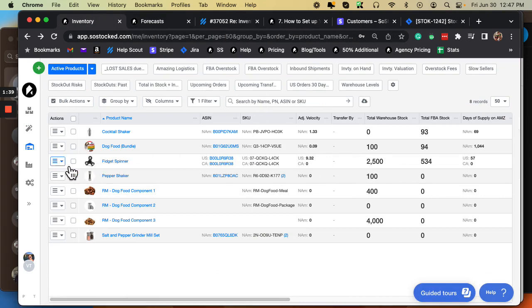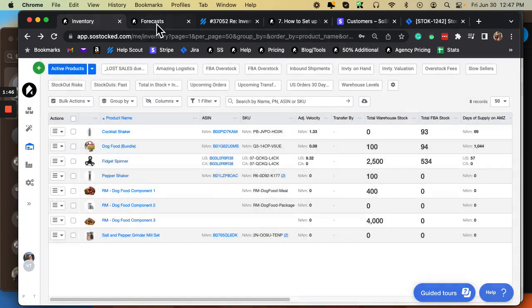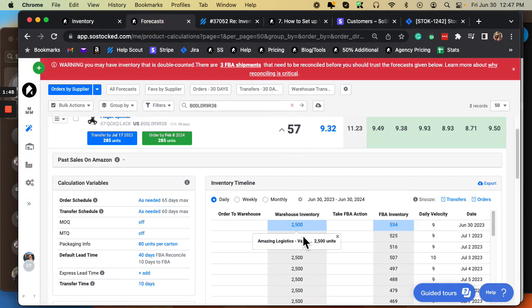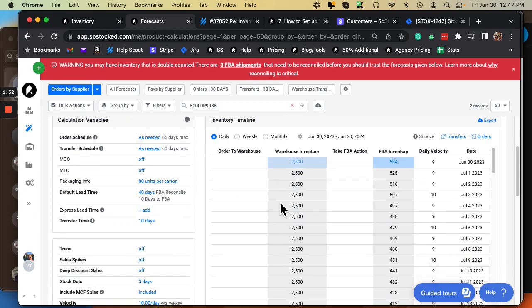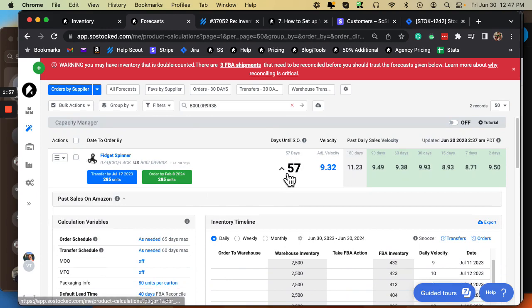Total inventory at the warehouse, we can also check by going here. We can see Amazing Logistics has 2,500. So that's the total amount of inventory at the warehouse is 2,500. We've got this recommendation on July 17th to transfer 285 units. Great. Now what about Canada?